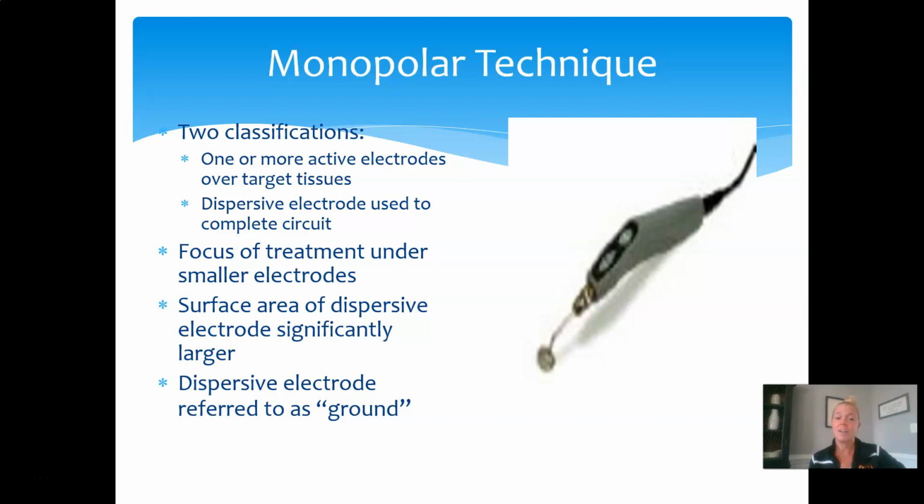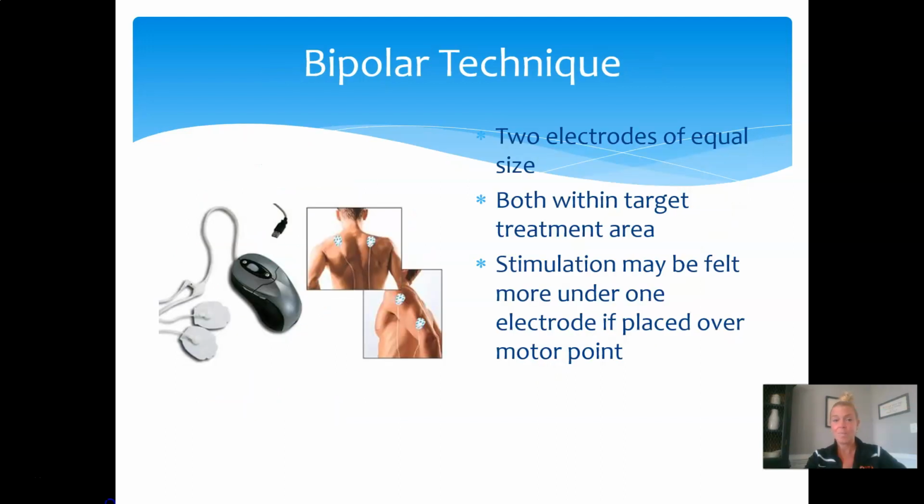So again, the surface area of the dispersive electrode should be much larger, again, so it spreads out the current a little bit more, and that is also referred to as our grounding electrode. 1 active, 1 dispersive or grounding. So it is monopolar because we have 1 active electrode, but we still have 2 attached to our patient.